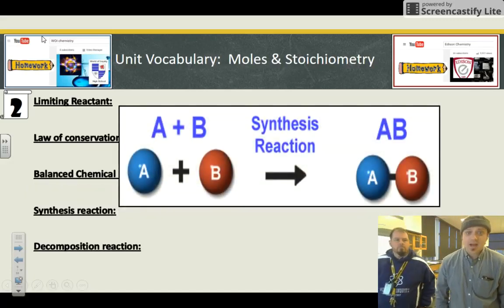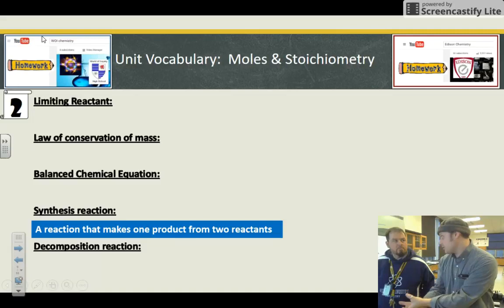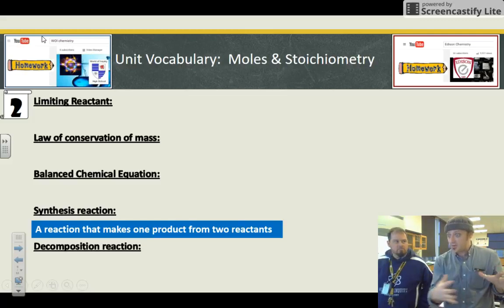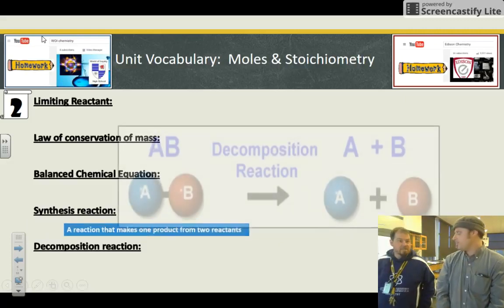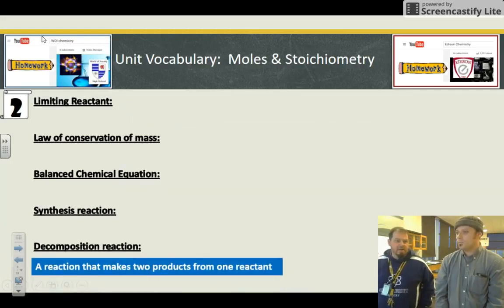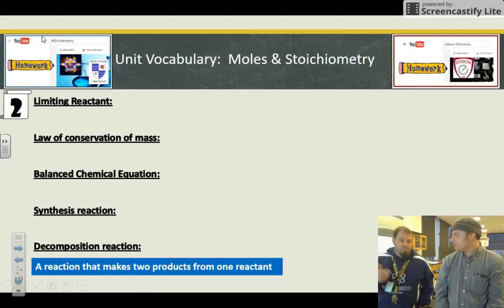A synthesis reaction is whenever you take 2 species, compounds or elements or whatever, and put them together to make 1 product. So a really quick and simple way to think about it is like 2 reactants, 1 product. 2 or more things come together to make less things. They're coming together, synthesizing. Decomposition is exactly the opposite. This is breaking apart 1 thing into 2 things. So it's backwards. It's a reaction that makes 2 products from 1 reactant. Or we can say more products from less reactants. Breaking it down.